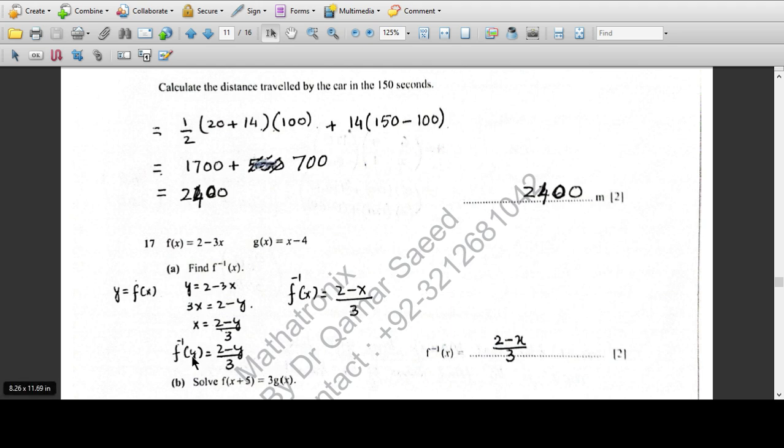If we replace y with x, this becomes f inverse x equals (2 minus x) upon 3. So this is a simple formulation: we usually write f inverse x is equal to 2 minus x upon 3.